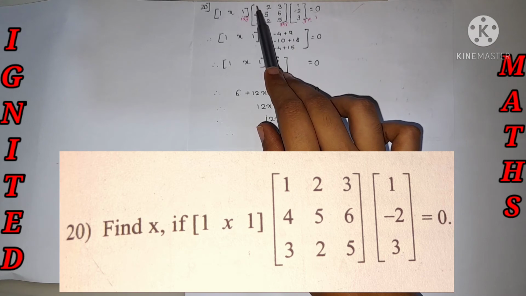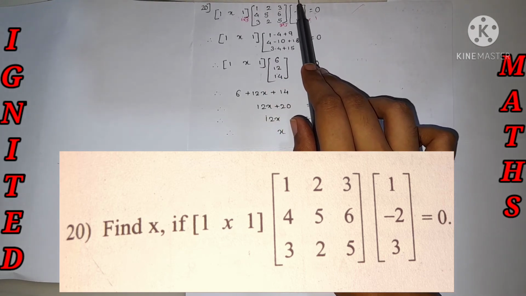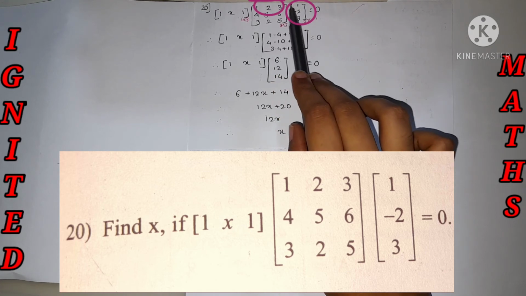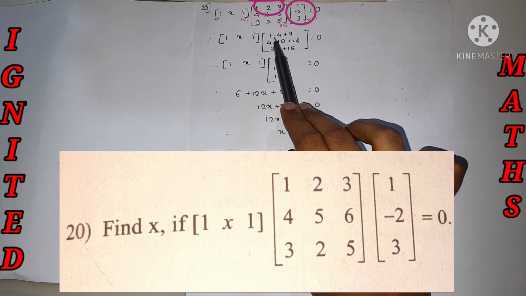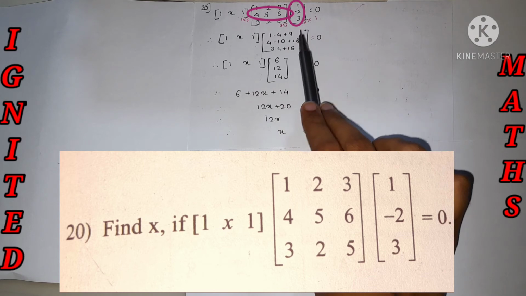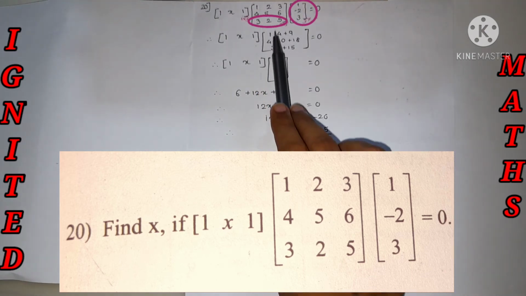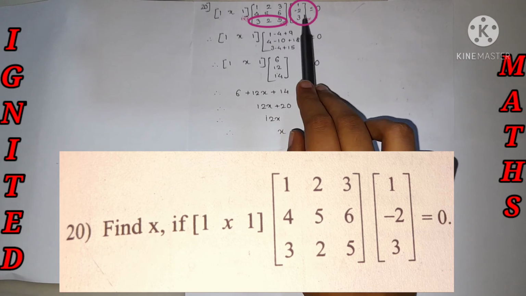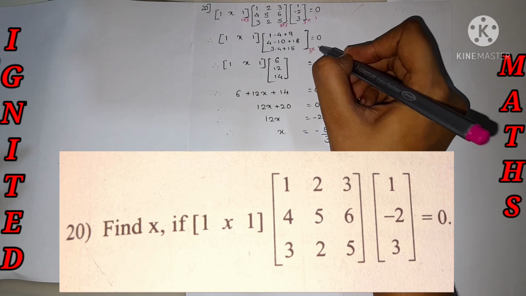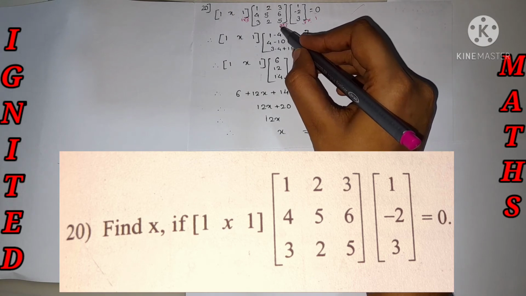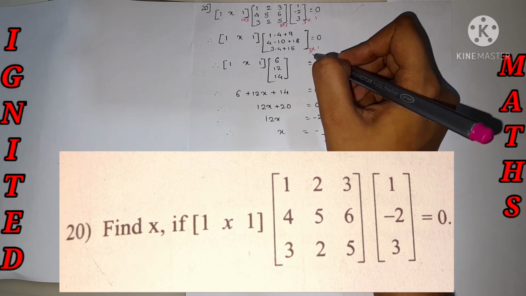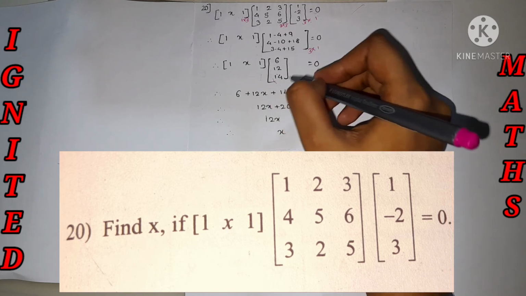So the first matrix's row will be multiplied by the second matrix's column. 1 into 1 is 1, 2 into 2 is 4 with a minus, 3 into 3 is 9. Over here there's a minus, so that's why minus. 4 into 1 is 4, 5 into minus 2 is minus 10, 6 into 3 is 18, 3 into 1 is 3, 2 into minus 2 is minus 4, 5 into 3 is 15. This will be of order 3 cross 1 as we have seen. The middle will be cancelled and the order will be first matrix's rows and second matrix's columns, that is nothing but 3 cross 1, and we will do the calculation. We will be getting the answer.